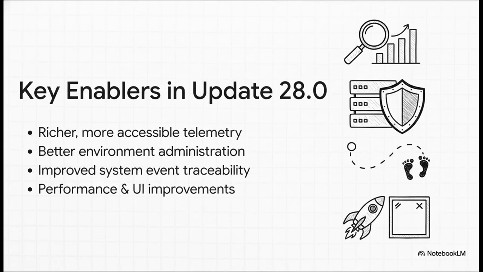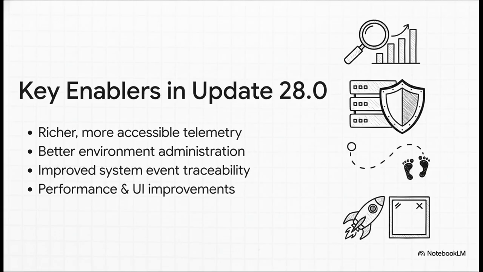And here's what's under the hood. First, you get much richer telemetry, which basically means you can see error patterns in the data you were totally blind to before. Better environment administration makes it way easier to clone and test, so you can track down a problem without messing with the live system. You also get improved traceability, which helps you find the real root cause of an issue.